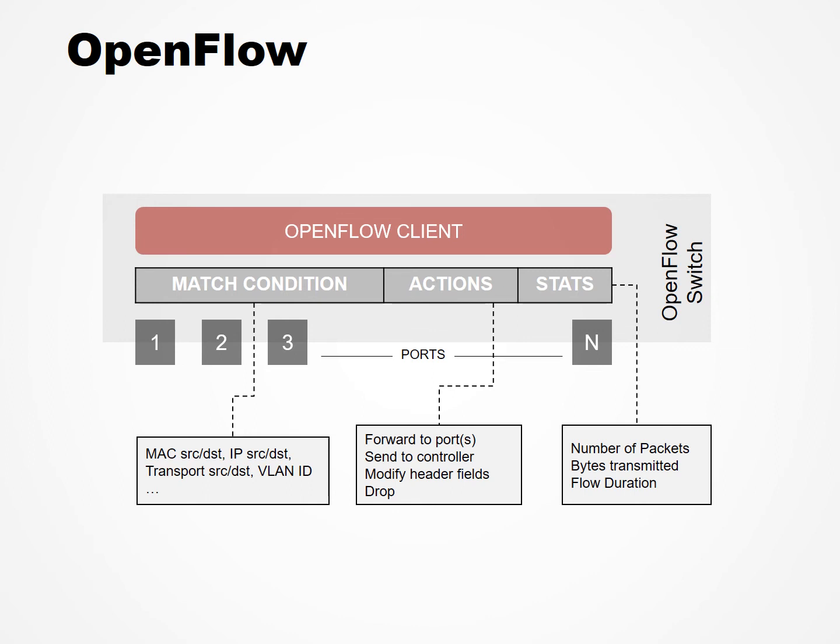So a switch can be anything with OpenFlow, and the actions are simply to forward the packet out on a specific port or to send it to the controller, so the controller decides what to do with it. An action could even be to modify some of the header fields before forwarding it, or it could be a drop action, in which case the packet won't be forwarded. And the last thing that the OpenFlow protocol defines are statistics, which are of course very important for monitoring and so forth.